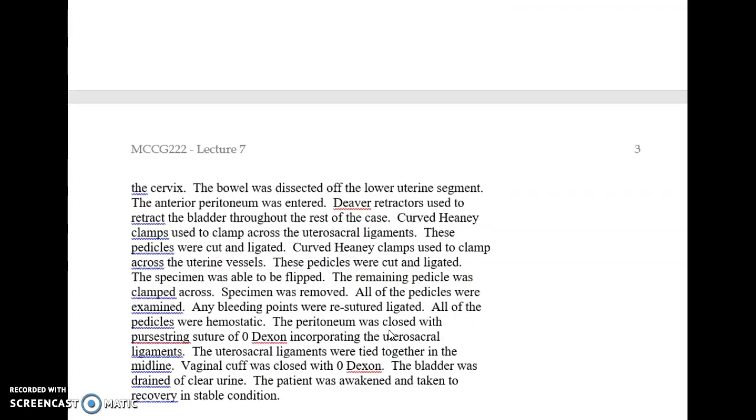And then from there, there's no additional repair when they talk about the vaginal cuff being closed. That is all included in with the CPT code of 58550.